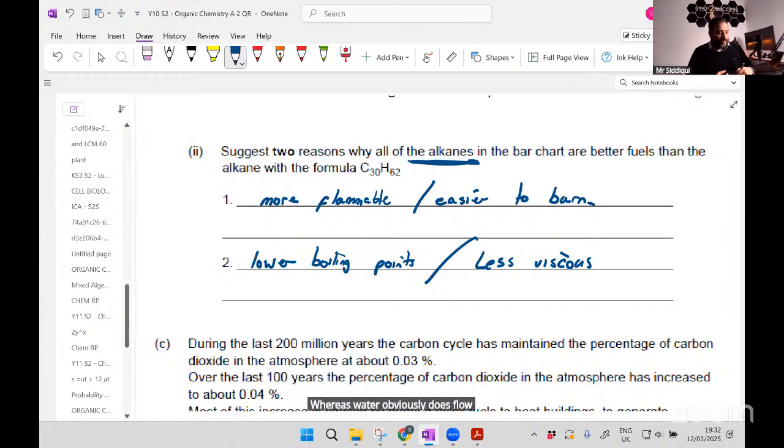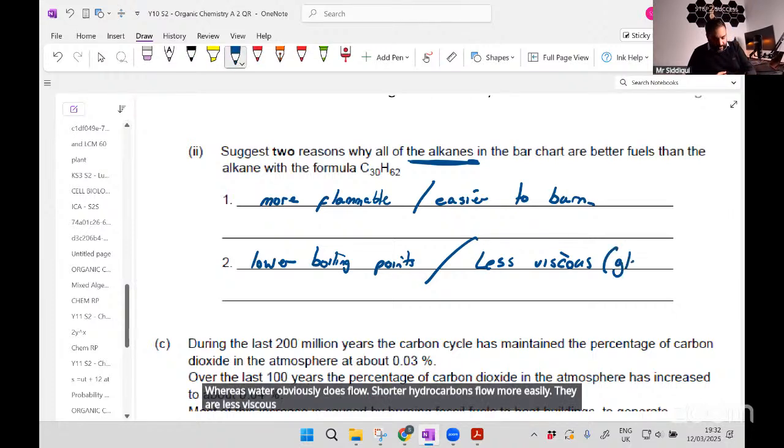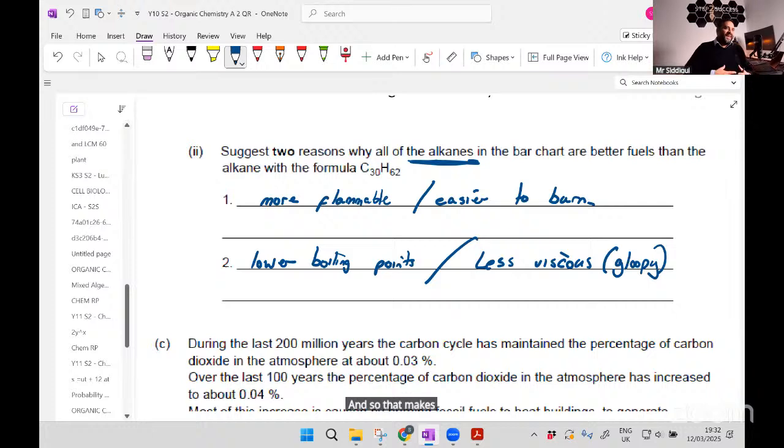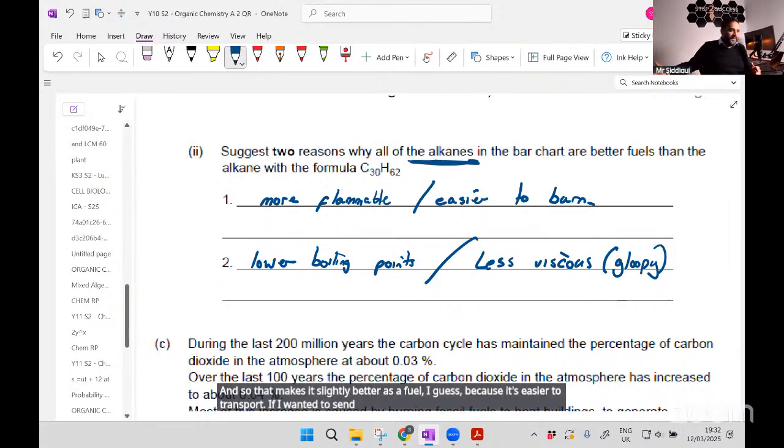Shorter hydrocarbons flow more easily. They are less viscous. Viscous basically means thick or gloopy. And so that makes it slightly better as a fuel, I guess, because it's easy to transport. If I wanted to send water through a pipe, it's easy enough. But if I wanted to send custard through a pipe, it would be a bit harder. So them being less viscous makes them slightly better as fuels.